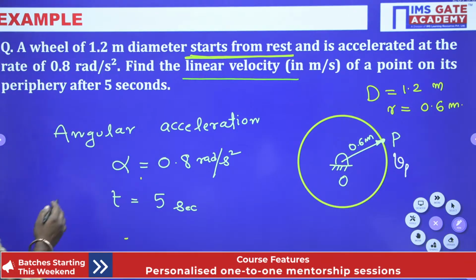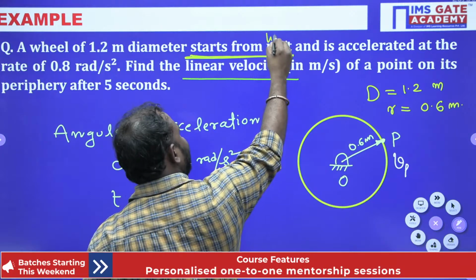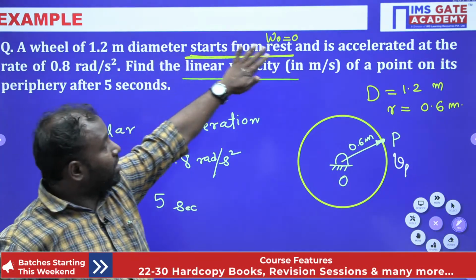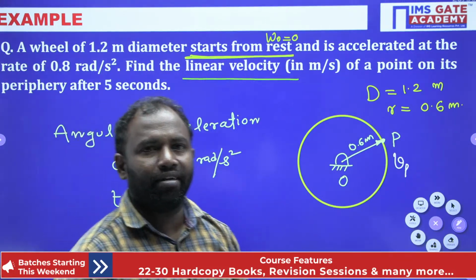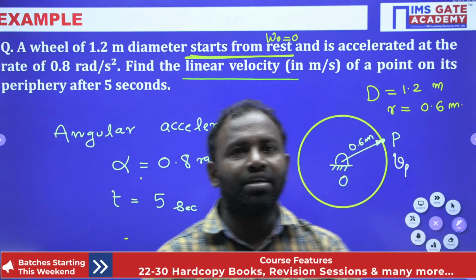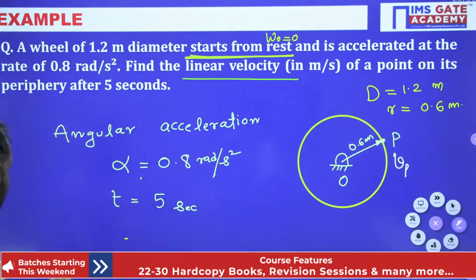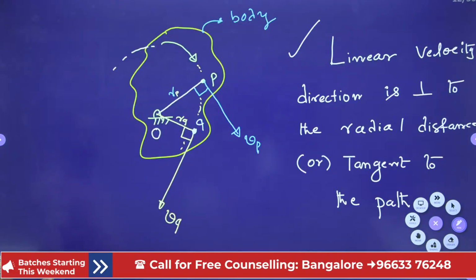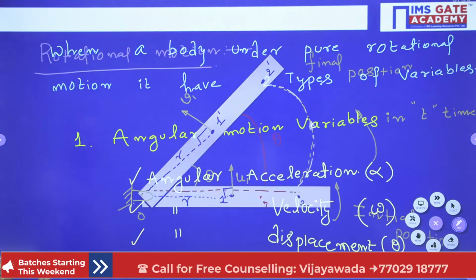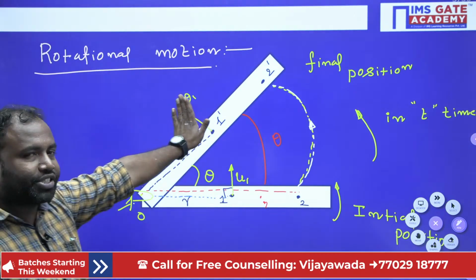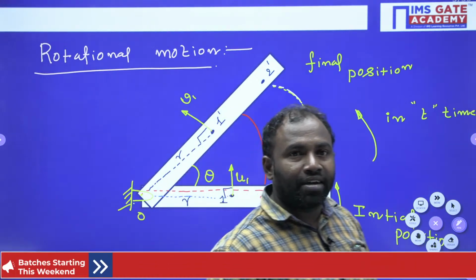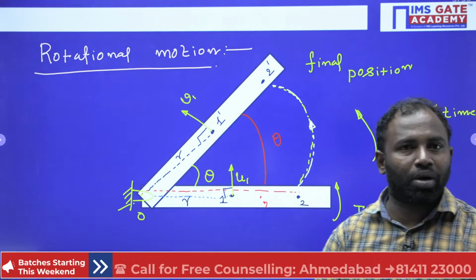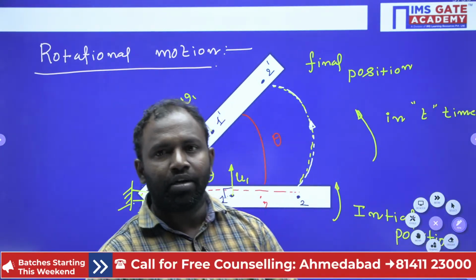When it starts from rest, then my W is not equal to 0, right? Now linear velocity will come in meters per second. I hope everybody understands this concept. That means linear variables, and here we have studied, when the body is in pure rotation, we have studied angular motion variables and linear motion variables. That is all about kinematics of rigid bodies.